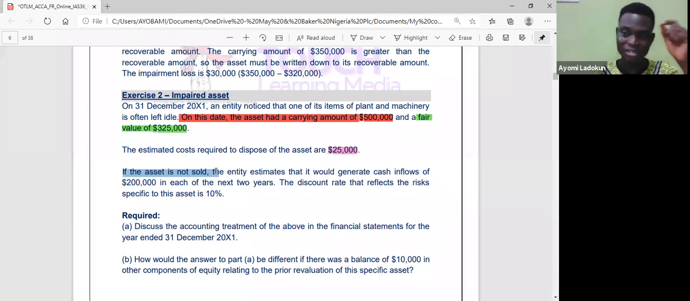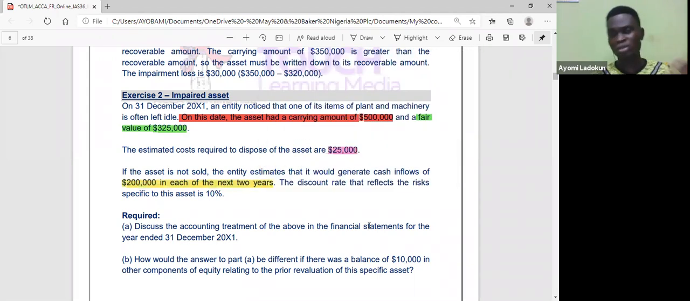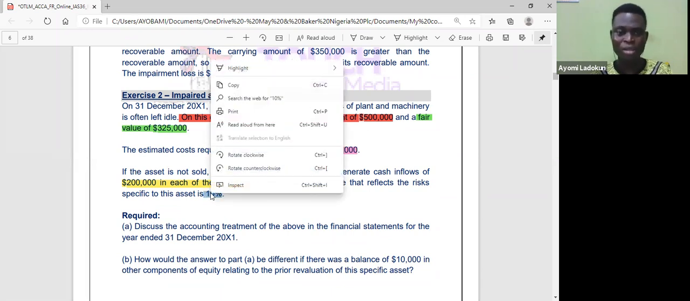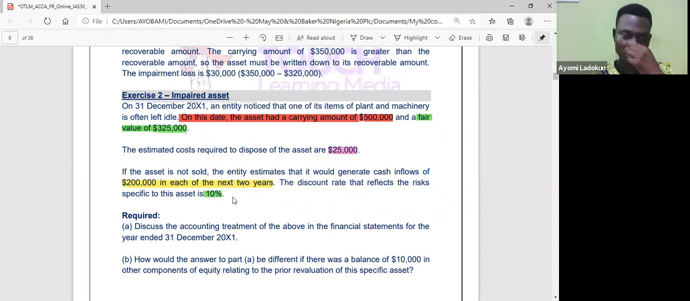He said if the asset is not sold, the entity estimates that it will generate cash inflows of 200,000 in each of the next 2 years. So that means I will discount for 2 years: year 1, year 2, 200,000, 200,000. I have to discount so that I can get my present value. What discount factor will I use? It's going to be provided. He said please use 10%. So he has already given me the rate, and that's what I'm using.